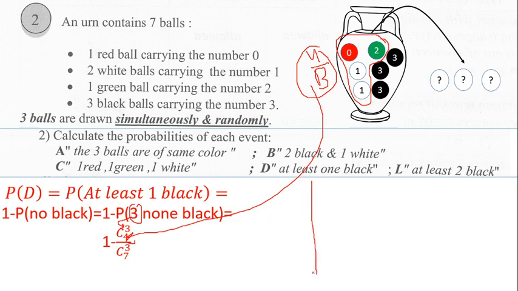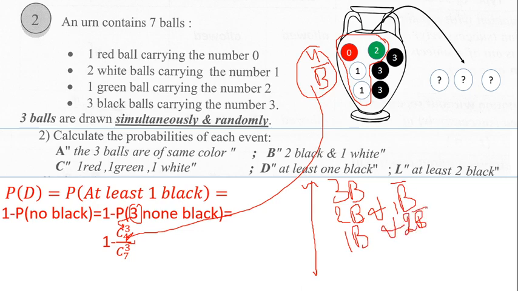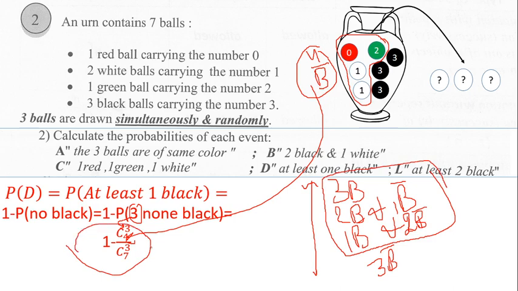Again, if we want to see all the cases for black, it will either be 3 black, or 2 black and 1 non-black, or 1 black and 2 non-black, or 3 non-black. If we found the probability of 1 black and 2 black and 3 black and add them, we will get the same answer as this. This is much easier for calculation. So in at least 1 black, I will say no black, 1 minus no black. If at least 1 green, 1 minus no green, the 3 I mean. If at least 2 white, 1 minus no white.